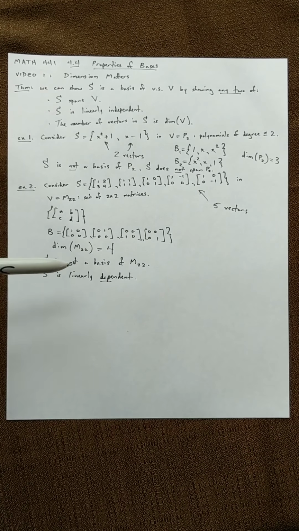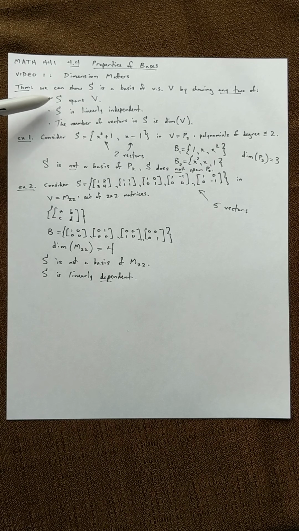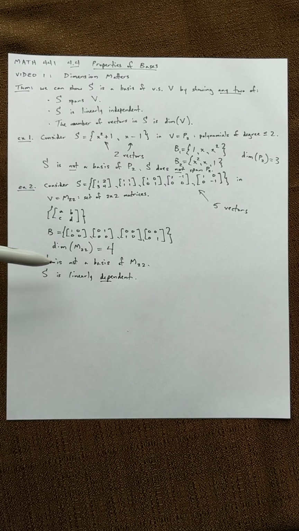Okay, so basically, moral of the story is if you don't have enough vectors, then you're not going to span the vector space. If you have too many vectors, you're not going to be linearly independent. The sweet spot is the basis. It has to have just the right number of vectors, and then if you can show either one of these two, spanning or being independent, that's good enough to say that it's going to be a basis.